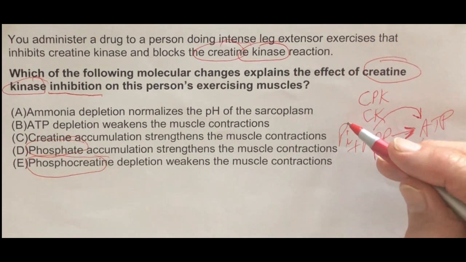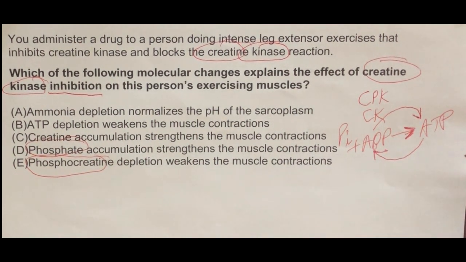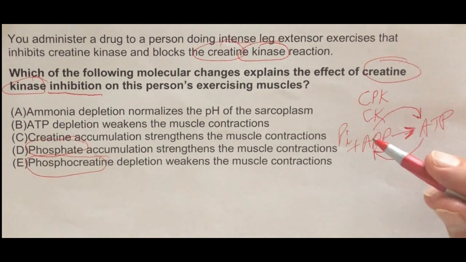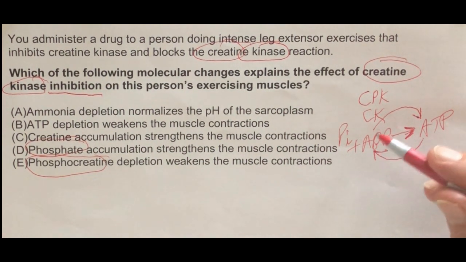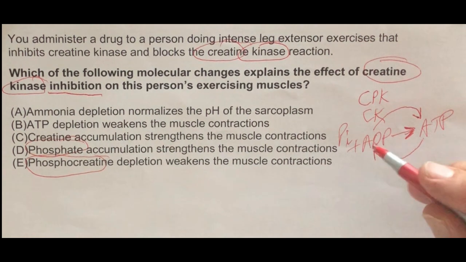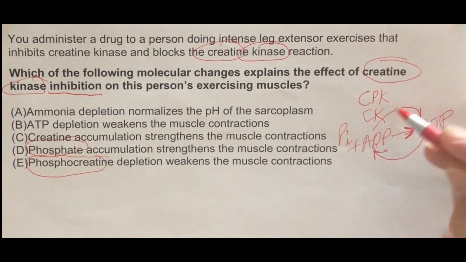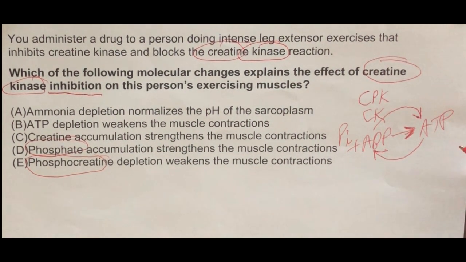So if we allow phosphate to accumulate, it's going to cause this reaction to go to ATP, isn't it? More phosphate, it's a substrate for ADP, so we'll get more ATP and it will strengthen the muscle contraction. But is that what creatine kinase is doing? Let's look at phosphocreatine depletion in E.